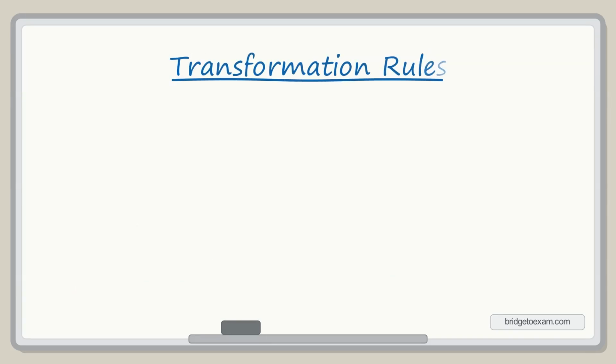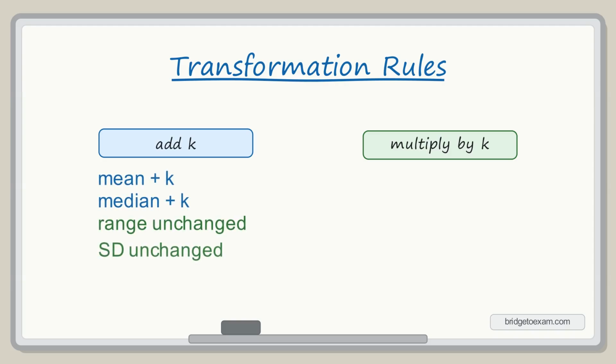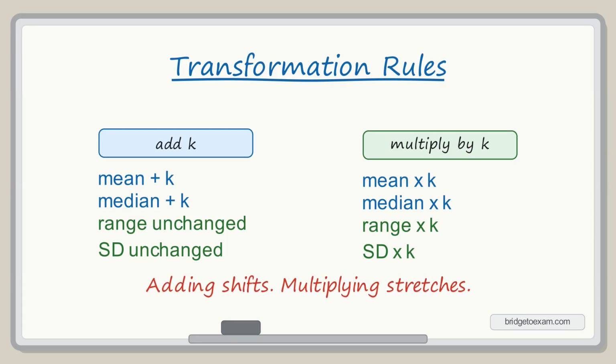Adding a constant shifts every value, so spread stays the same. Multiplying by a positive constant stretches the distribution, so center and spread multiply.